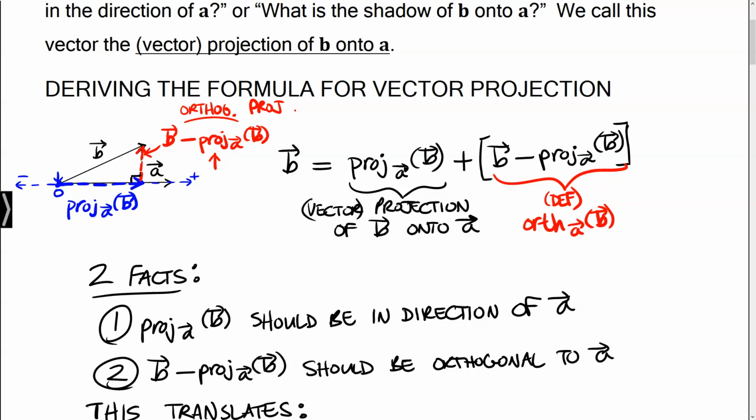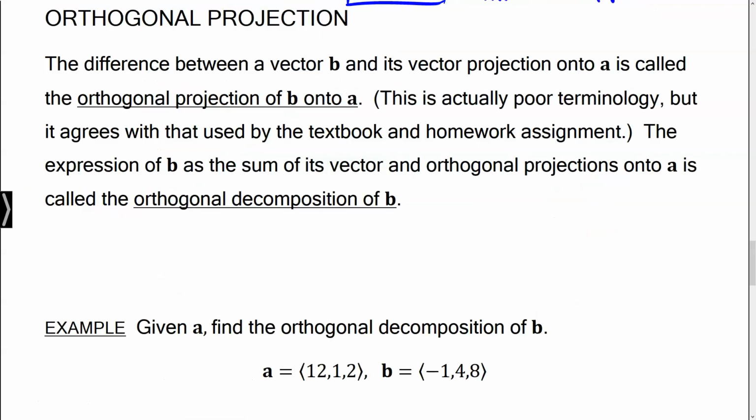I kind of like perp, P-E-R-P, because it says the perpendicular part, but I don't get to choose the notation the book uses, so I'll call it ORTH for orthogonal. So this orthogonal projection then is B minus the projection. Okay, that's a definition.